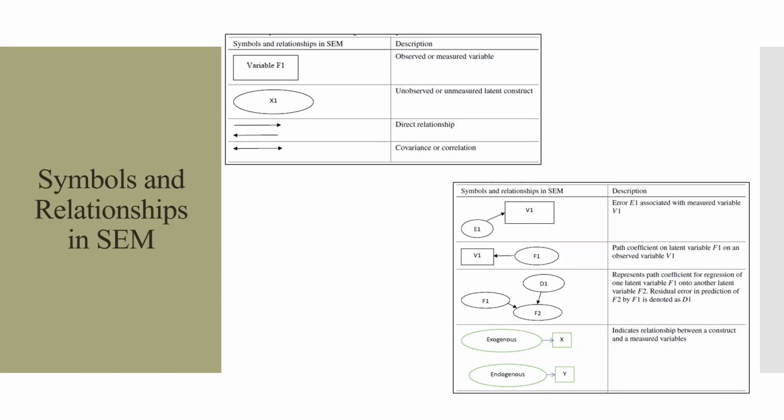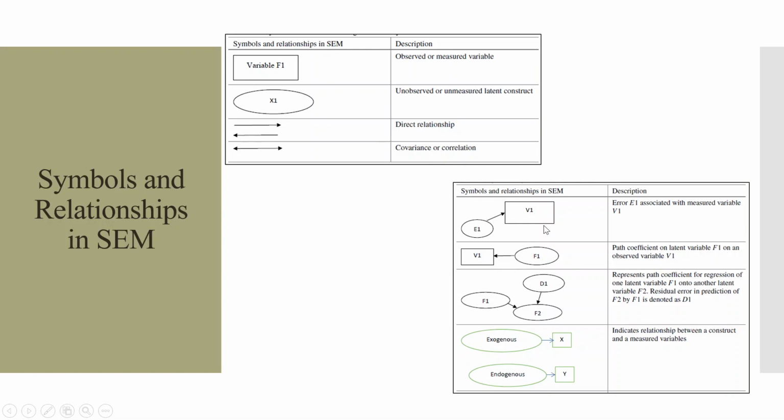Anything which is represented by drawing a rectangle on the canvas means that it is the observed or the measured variable. If we draw an oval, it means that it is an unobserved or unmeasured latent construct. If you want to show the linkages between two variables or two constructs, it is done with the help of a one-sided arrow, which represents the direct relationship. If we want to say that the two constructs covary with each other, then we use a double-sided arrow, which represents the covariance or correlation between these constructs.